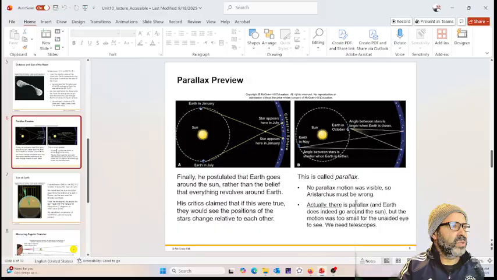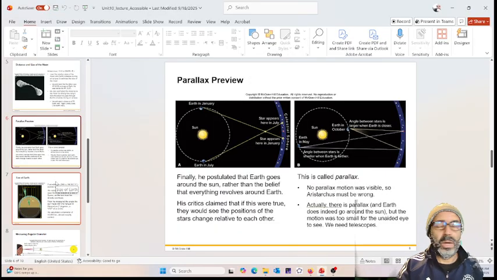So we went back to the so-called geocentric model, where the Earth is actually the center of the solar system, including the sun revolving around the Earth. Okay.